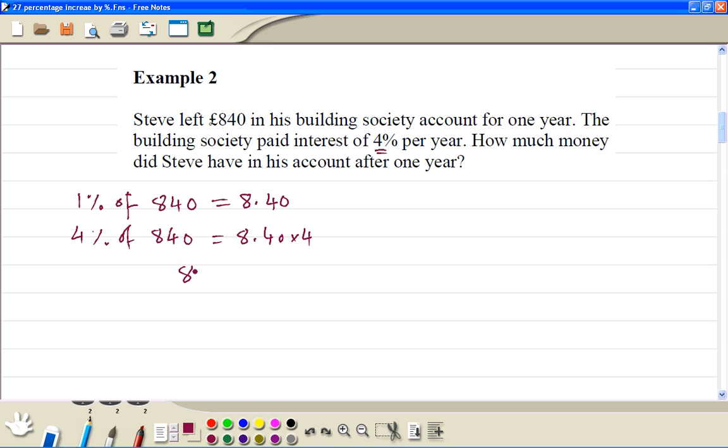So we say £8.40 multiplied by 4. 4 times 0 is 0, 4 times 4 is 16, then we carry 1 and put the dot here. 4 times 8 is 32, 32 plus 1 is 33.